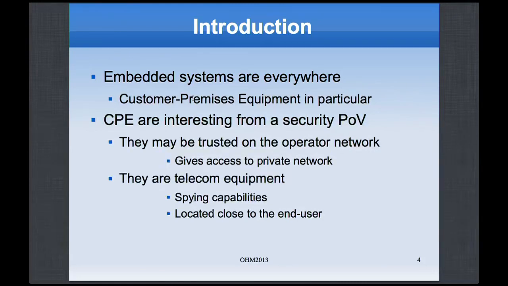So it's interesting because sometimes these devices are trusted. It's the case of the set-top box, for example, which is generally on a private network of your favorite internet provider. So when that's the case, it means that if you manage to get access to this device, you will probably have access to some network you're not supposed to go to. Also, they are telecommunication equipment, which means they obviously have some spying capabilities. Actually, they are even used for it.